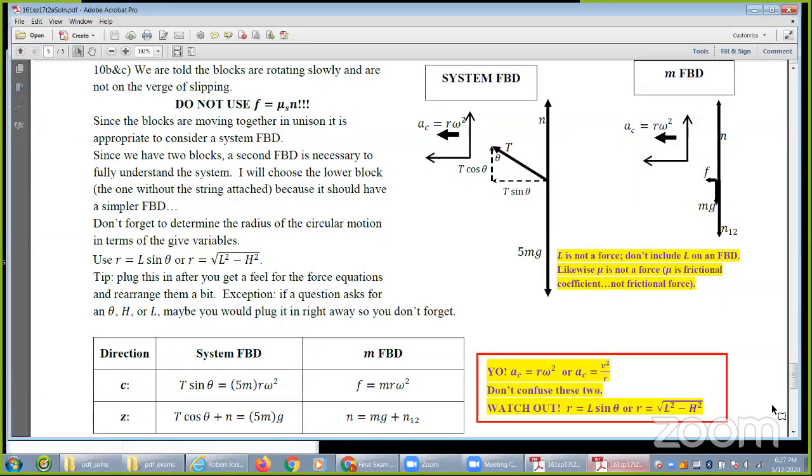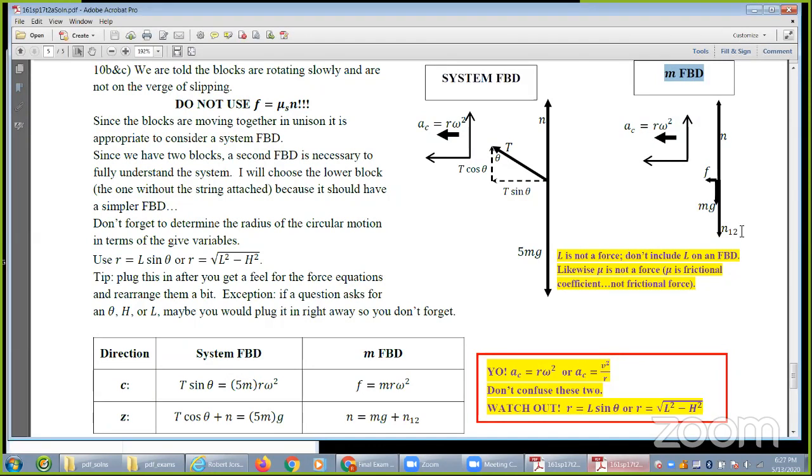And this was probably the biggest mistake on this problem. It was not on the verge of slipping. So do not use F equals mu static N. And notice I did the lower mass FBD. So there was friction holding it towards the center, its weight down.